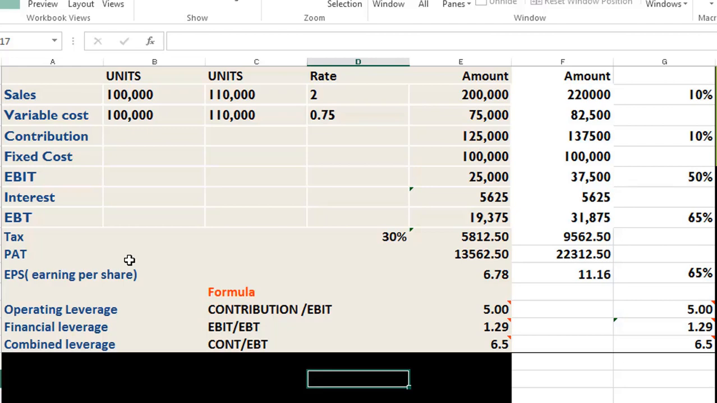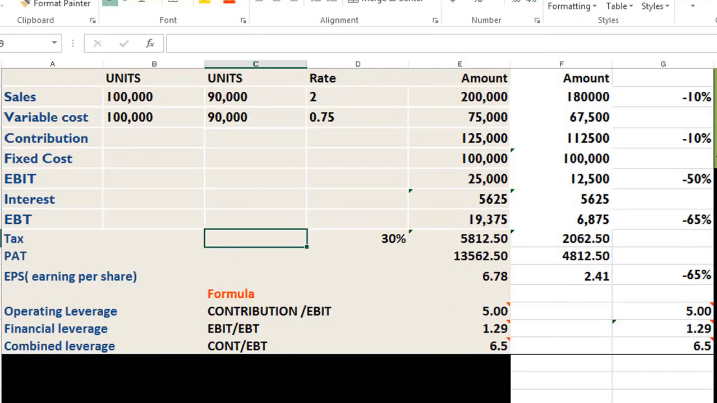So this is the positive impact of the financial leverage. Now let us look at the Excel sheet again. Now it will explain the negative impact of both financial as well as operating leverage.